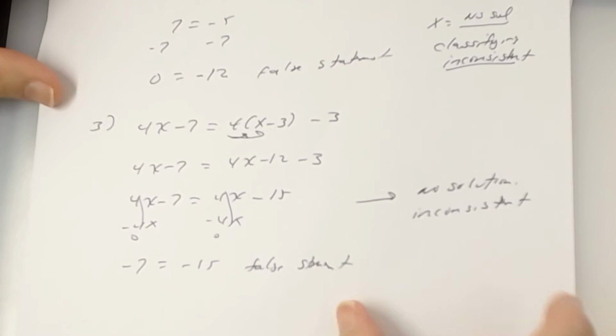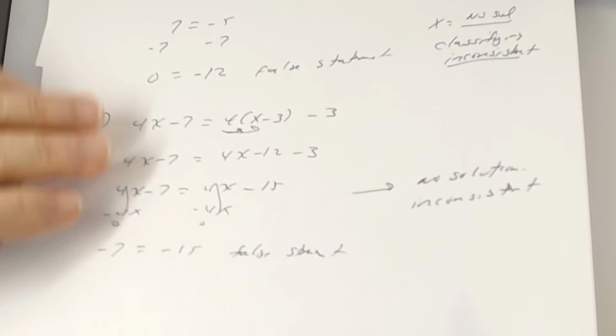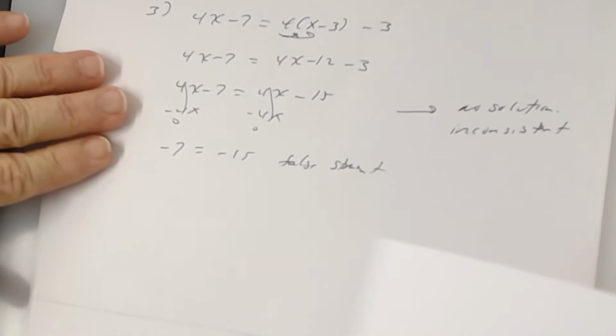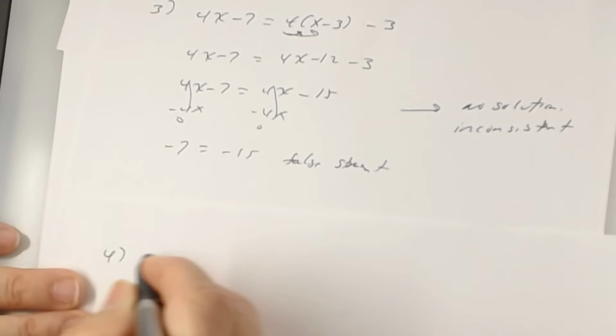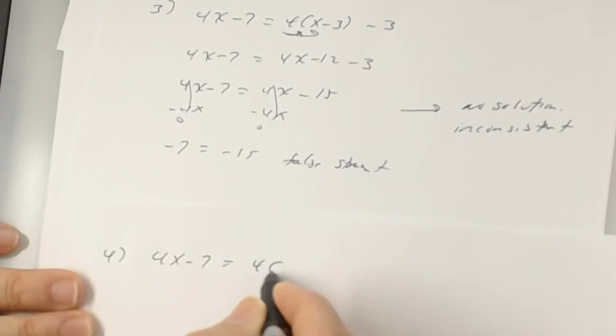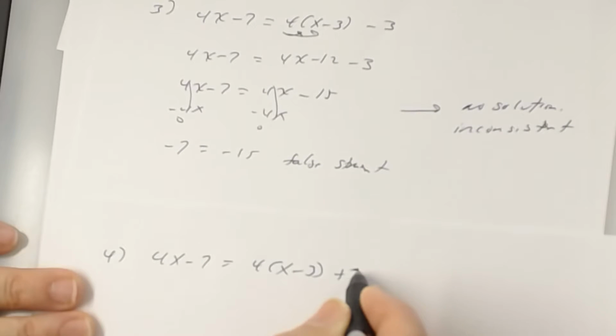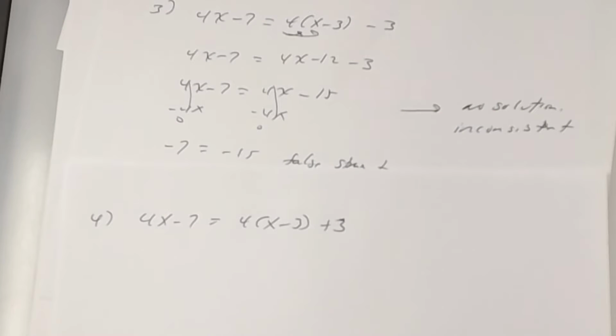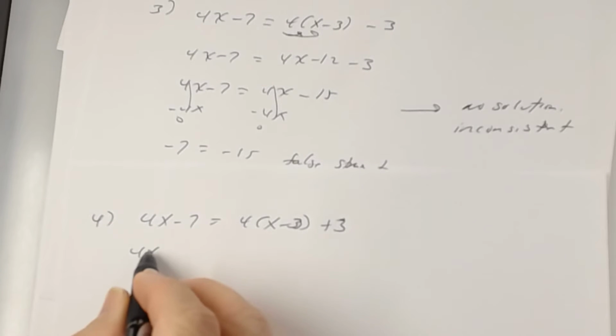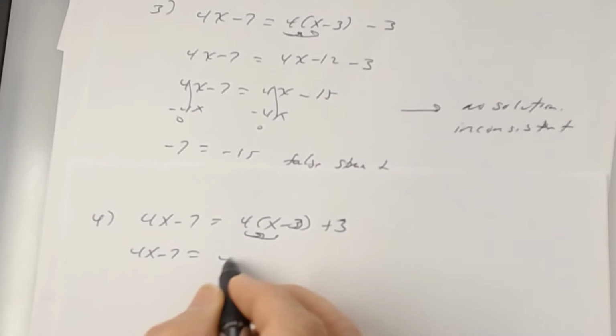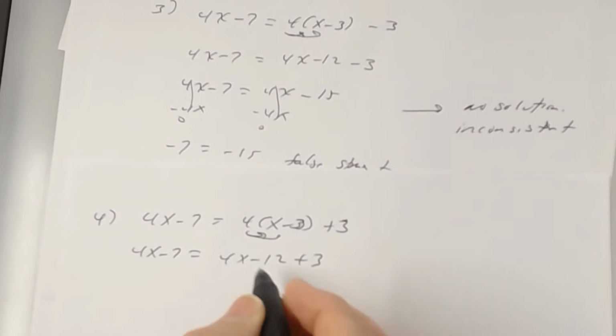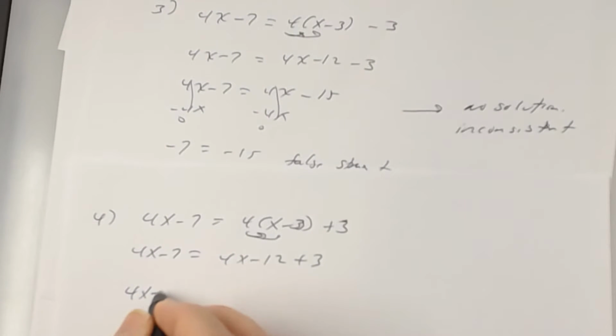But what if I changed this number 3 to this? What if I change it to this instead? So everything changed except at the end, instead of saying subtract 3, let's add 3. Let's see what happens. So same idea, you can distribute. So I get 4x minus 12 plus 3. The left side stays 4x minus 7. On the right side, though, what does that become?